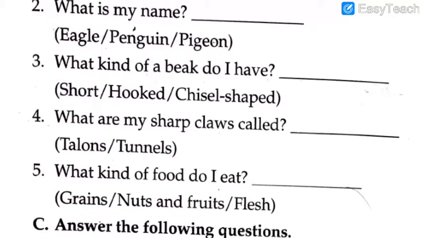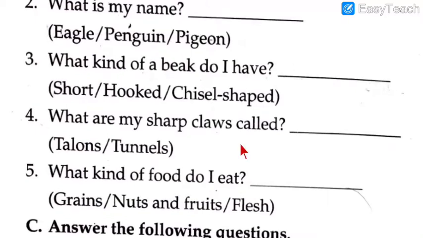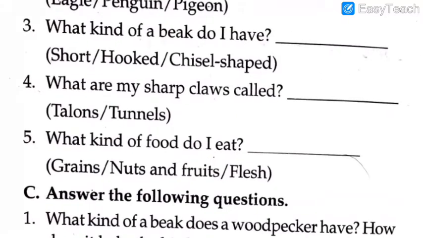What kind of food do I eat? Options are grains, nuts and fruits, or flesh. By looking at the picture, if you have identified the bird, it will be very much easier for you to find the correct answer from the options given. Your time starts now.